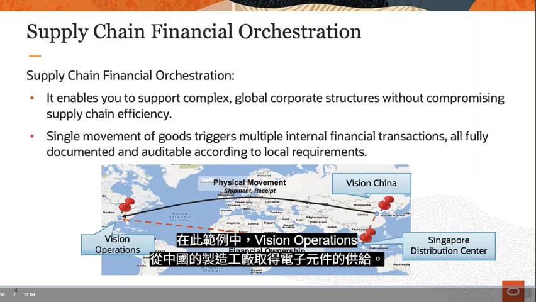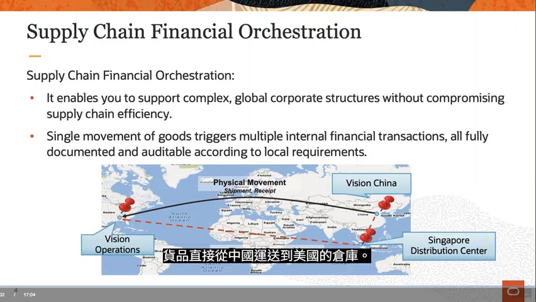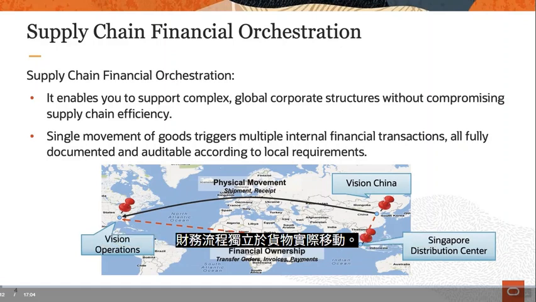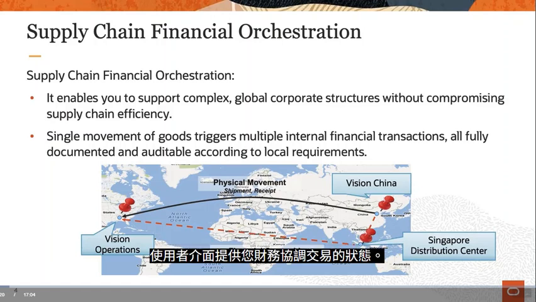In this example, Vision Operations sources supplies from the manufacturing facility in China for electronic components. The goods are shipped directly from China to the warehouse in the United States. Upon receipt of goods, the ownership transfer is documented and accounted through China, Singapore, and US. The financial flow is independent of the physical movement of goods. You can monitor the execution of the financial flow between the entities. The user interface gives you the status of the financial orchestration transactions.